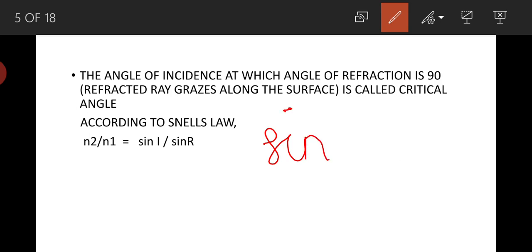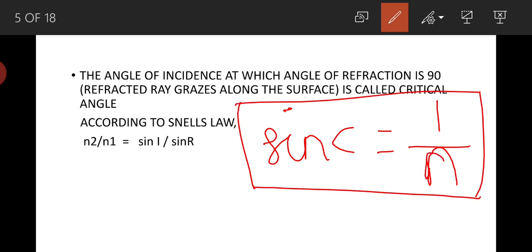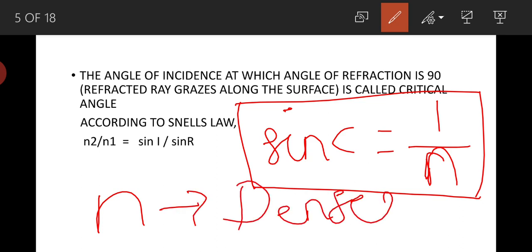So at the critical angle, sin C is equal to 1 by n, where n is the refractive index of the denser medium. This formula is very, very important. I want you to remember this formula, sin C is equal to 1 by n.